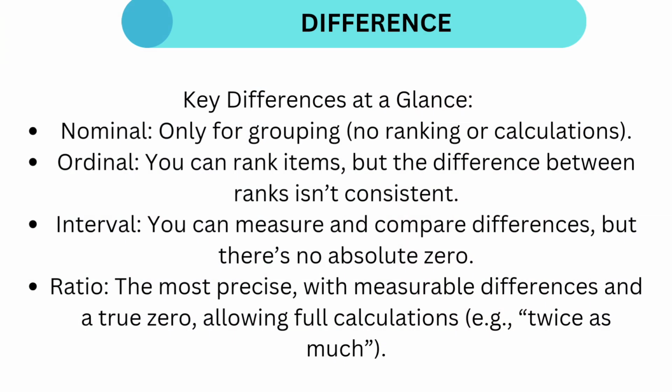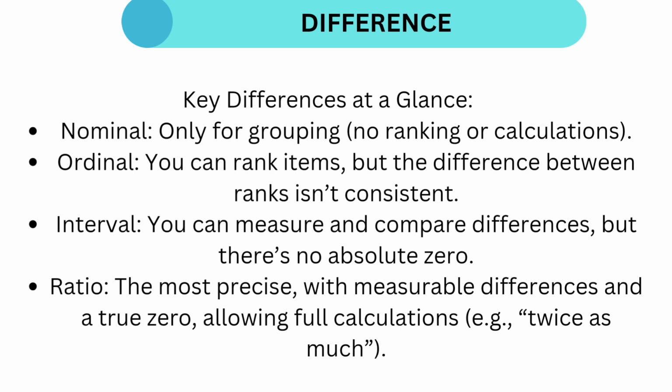So let's see some differences at a glance. Nominal means only for grouping, no ranking, no calculating. The ordinal is you can rank items, but the difference between ranks is not consistent. It's not equal. Interval means you can measure and compare differences, but there is no absolute zero. That means the meaning of zero doesn't mean zero.